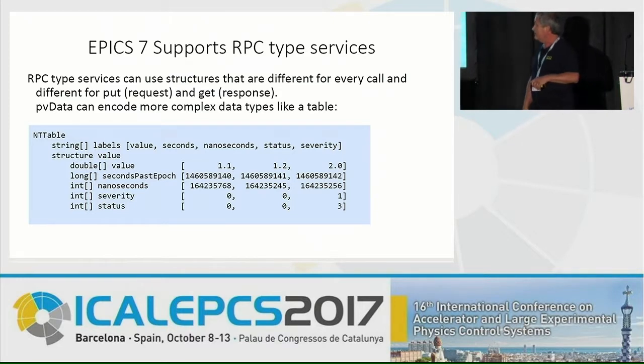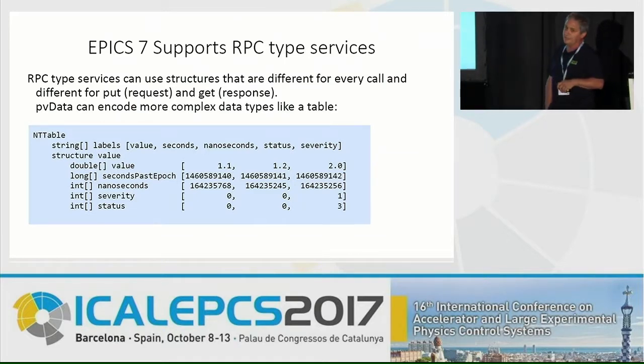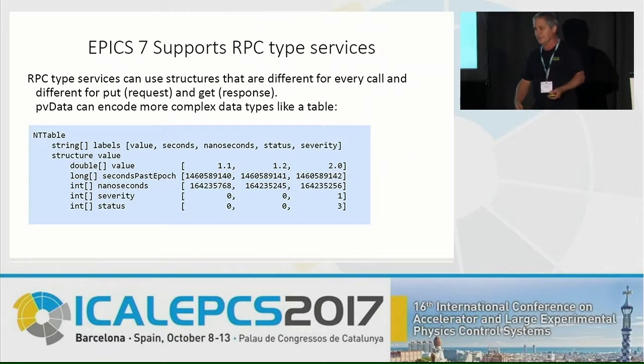We have an RPC type service now. So the RPC service can use structures that are different on every call and the different put request and get response. So PV data now can also encode more complex data types like a table. So now you can go to a relational database and have a configuration table come back.